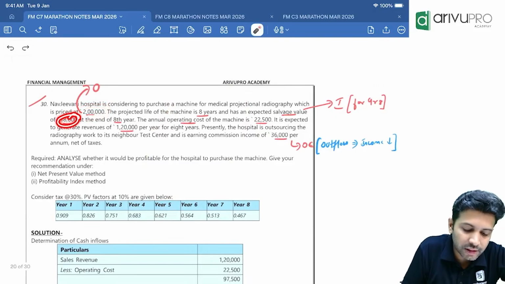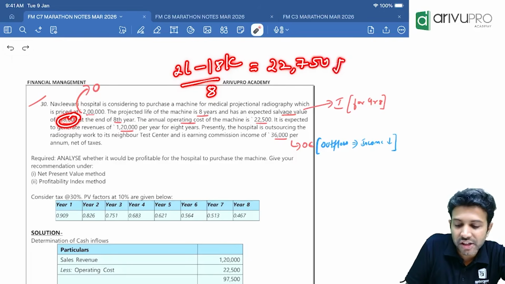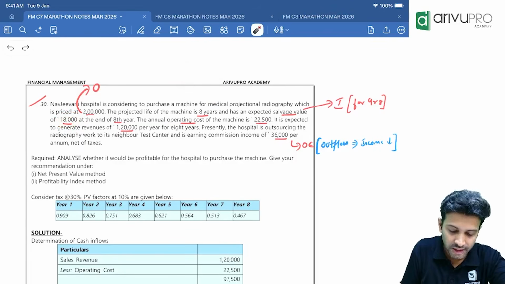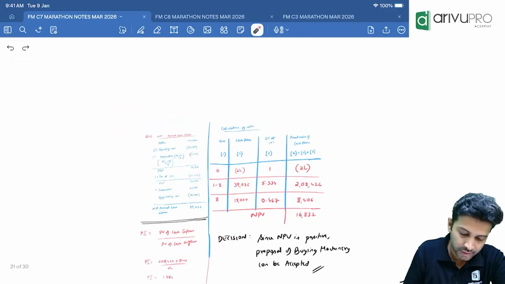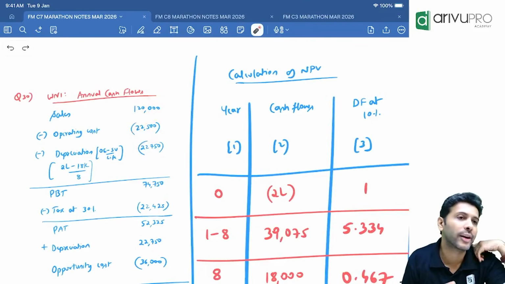Calculate depreciation. You bought the asset for 2 lakh. Salvage value is 18,000. So 2 lakh minus 18,000: original cost minus salvage value divided by life. How much, people? 22,750. This is the depreciation every year. Okay, now that means 3 data. Sales 120, operating cost 22,500, depreciation 22,750.